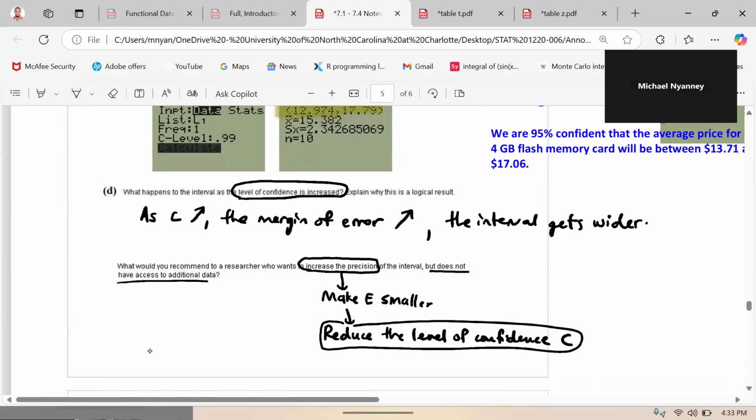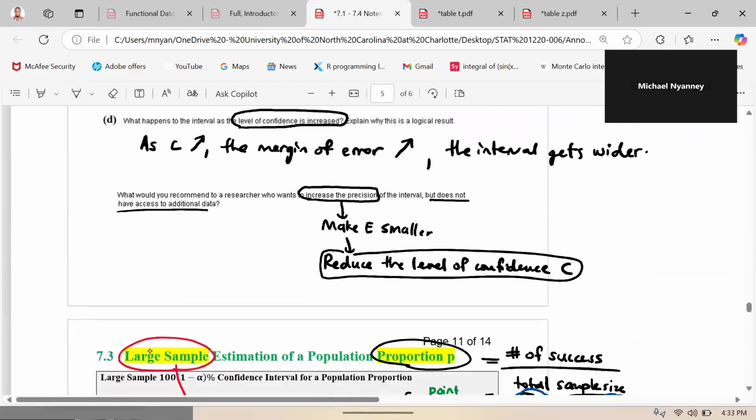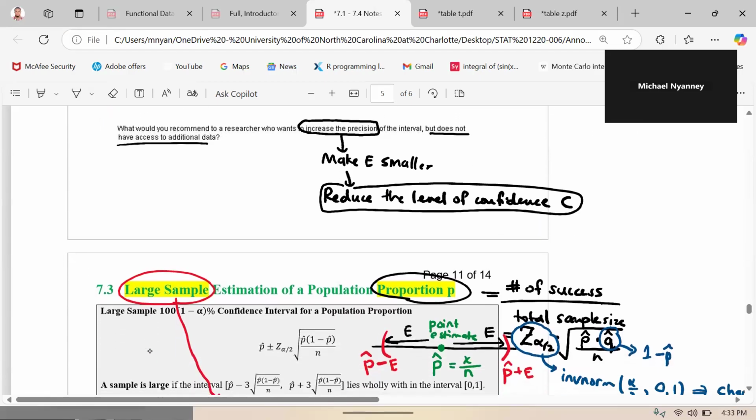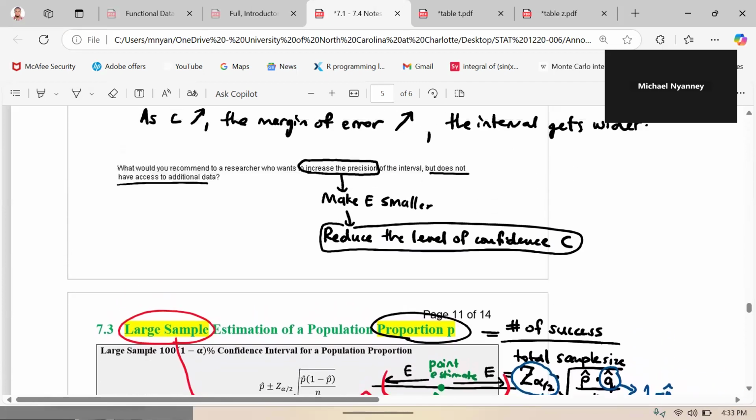So now, what happens to the interval as the level of confidence is increased? If you increase your level of confidence, the interval also increases. It gets widened because the margin of error has increased. And what would you recommend? If you don't have any additional n, because when n is more, then the error decreases and our interval gets smaller, but we don't have that, then we have to use the c approach. This implies that we have to decrease our confidence level to get a narrower interval. All right. So that is that for section 7.2.